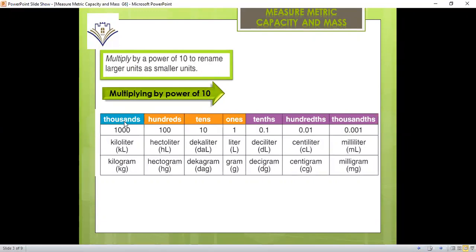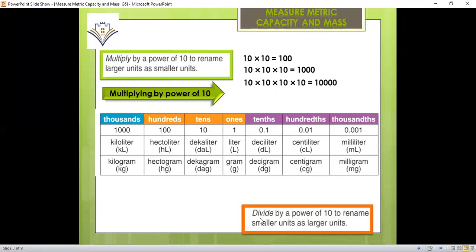When you convert from kiloliter to liter, how many moves? 1, 2, 3, meaning 10 multiplied by 10 multiplied by 10, which means multiplied by 1000. 10 multiplied by 10 equals 100, 10 multiplied by 10 multiplied by 10 means 1000, and four times 10 equals 10,000.